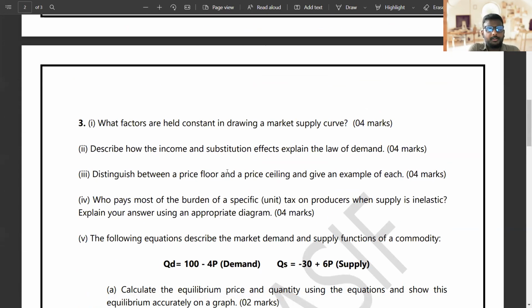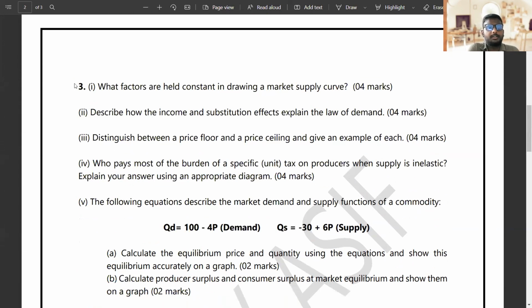So to finish off the class, I'll take you through this question and then we'll wind up the session. Okay. So this is chapter 2. Tell me the answer for this one. What factors are held constant in drawing a market supply curve?